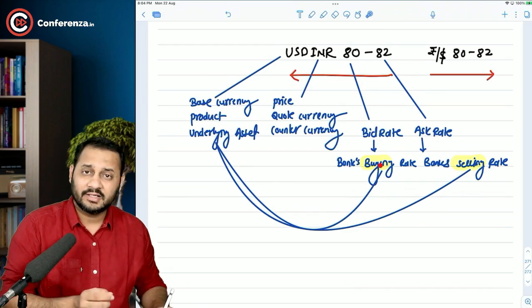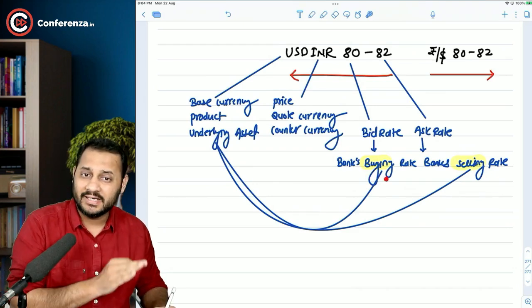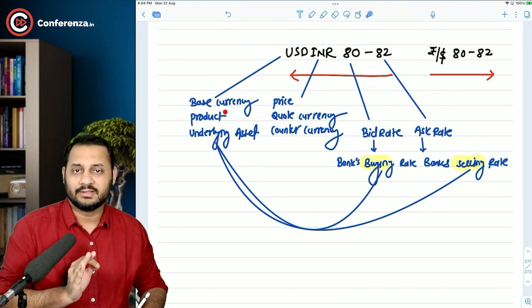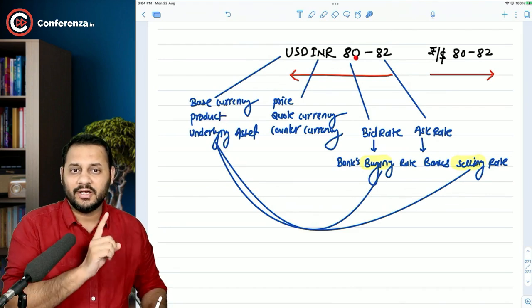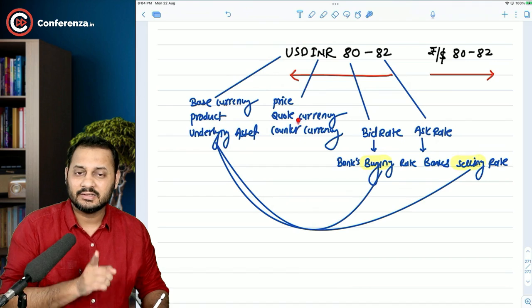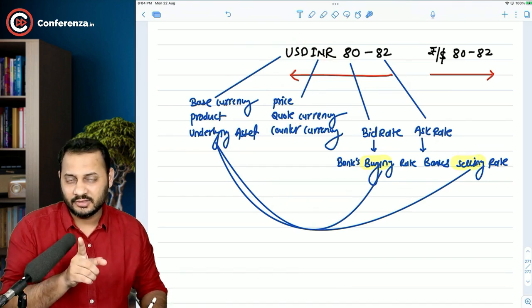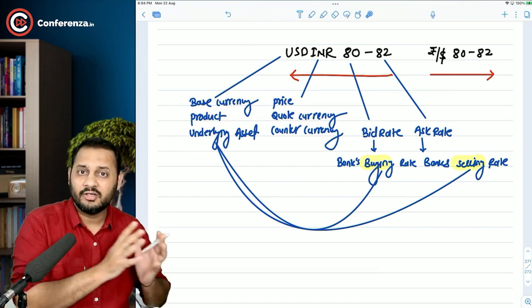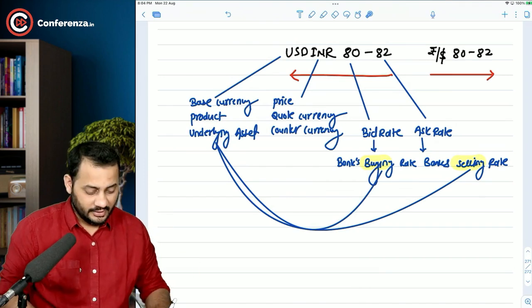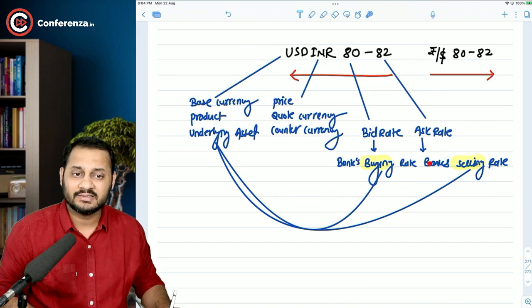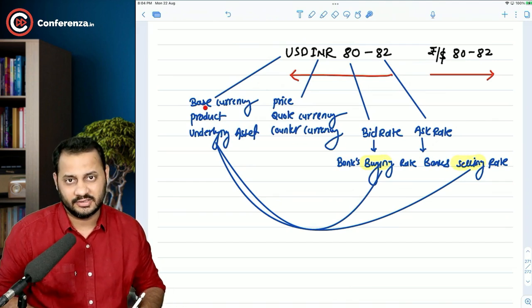So what is exactly this? This is the bank's buying rate for the asset. So 80 is the price that you are paying. That means 80 rupees is for this asset. So you have to read it from right to left, right to left. 82 is the bank's selling rate for this asset.